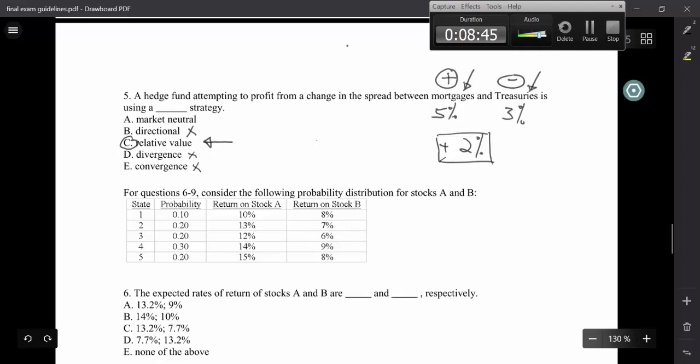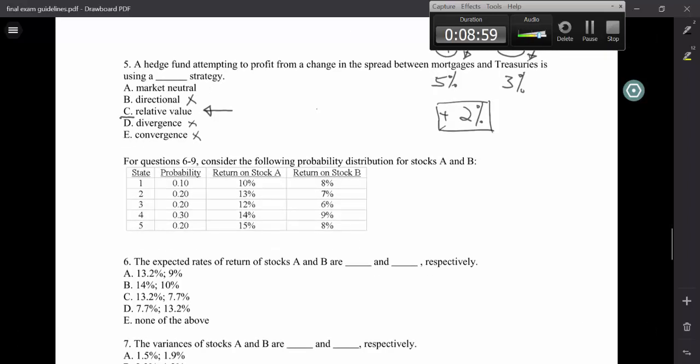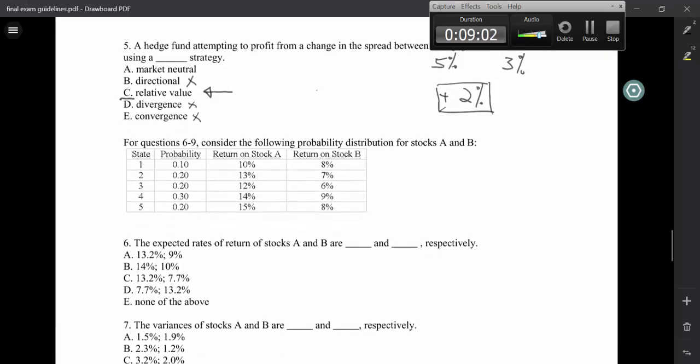Now that is called relative value trading. You go long something which has higher value, and then you sell something which is more expensive. You could argue that market neutral is also a positive answer, but in all fairness, I think relative value is more suitable. So that's question 5. Question 6 to 9, 6, 7, 8, 9.